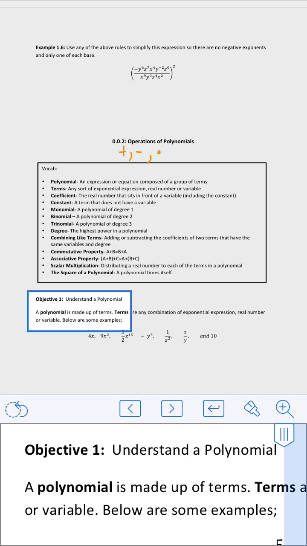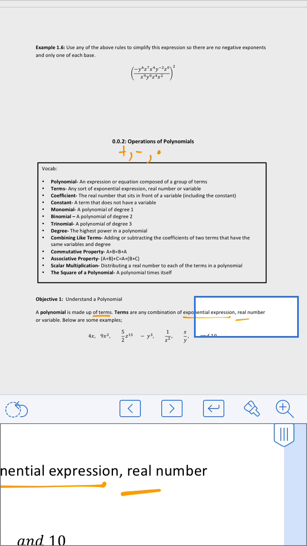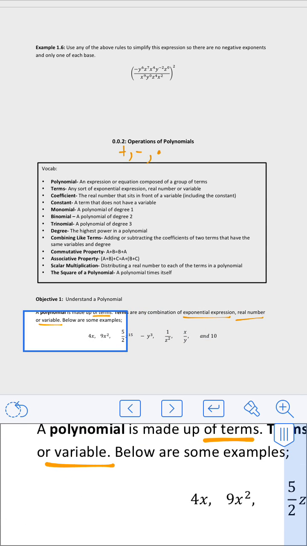A polynomial is made up of terms. You've probably heard this many times, even from myself. A polynomial is made up of terms. A term is any combination of an exponential expression, a real number, or a variable. And we know that exponential expressions can also be real numbers and variables, right? So really it's a combination of exponential expressions.